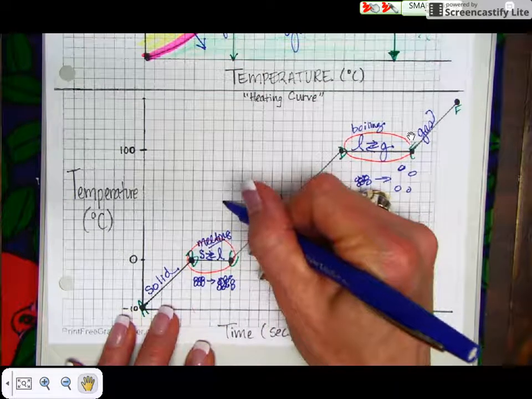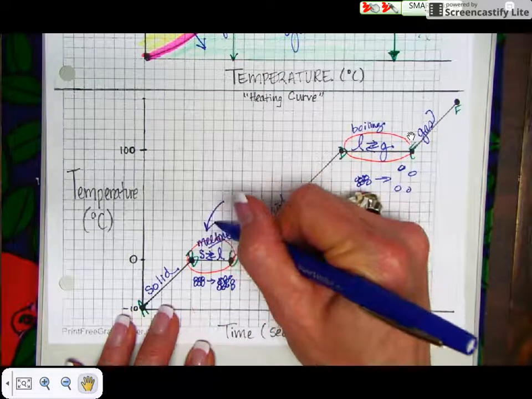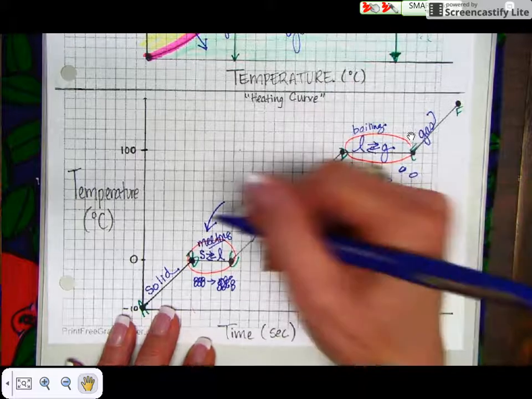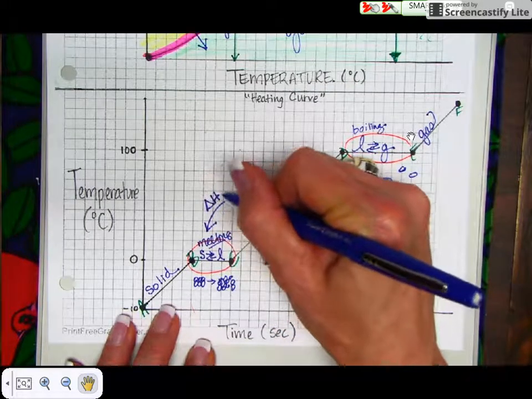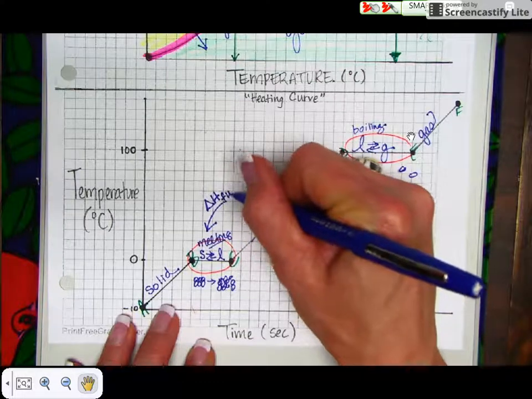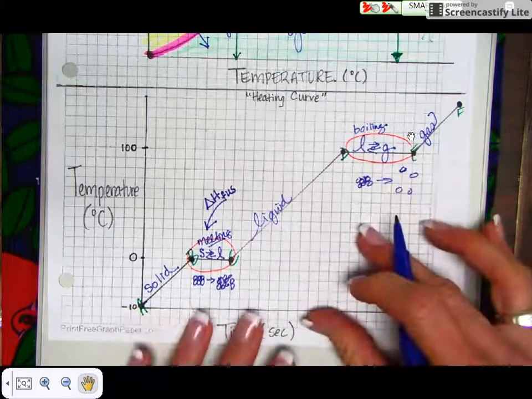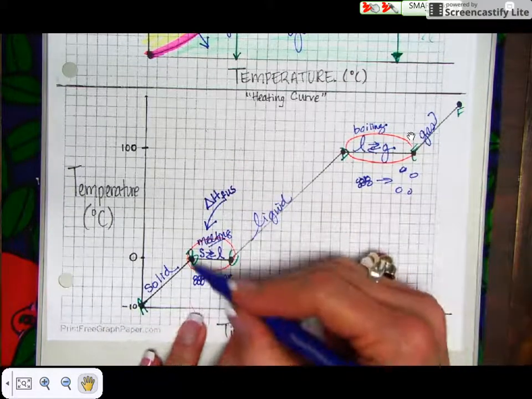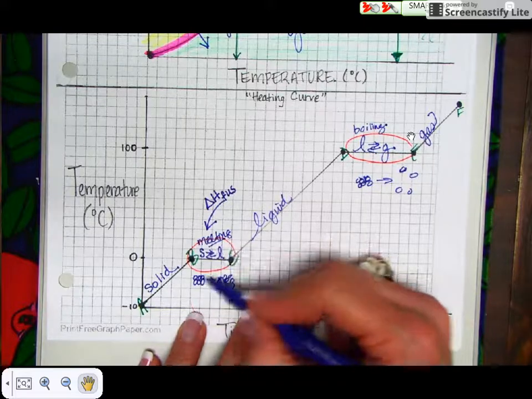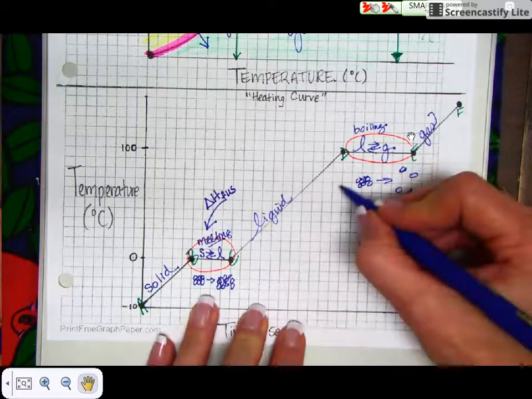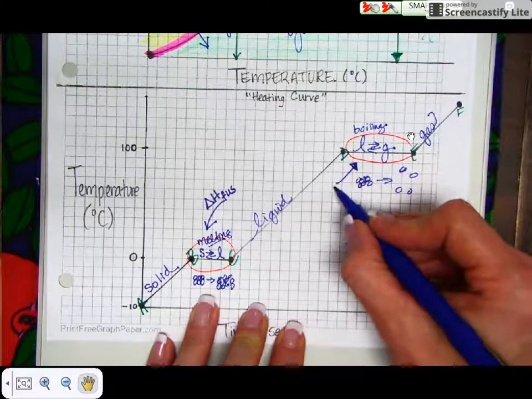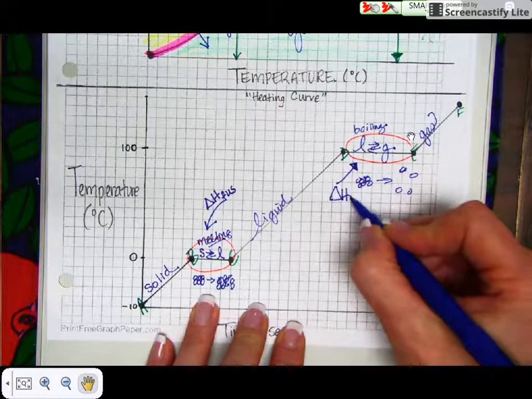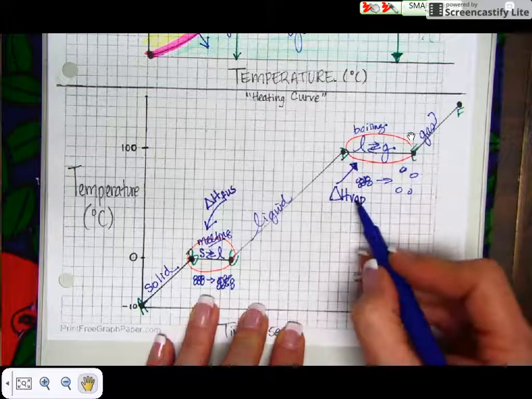We also reminded that the energy that is used during these phase changes has special names. Here, we call this the heat of fusion, and we abbreviate that delta H with a FUS as a subscript. That's the energy involved during the melting or the freezing phase change. And then the energy that is used here during the phase change of boiling, that's called the heat of vaporization, delta H with a VAP.